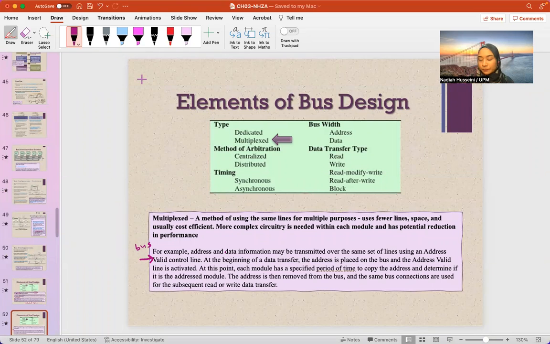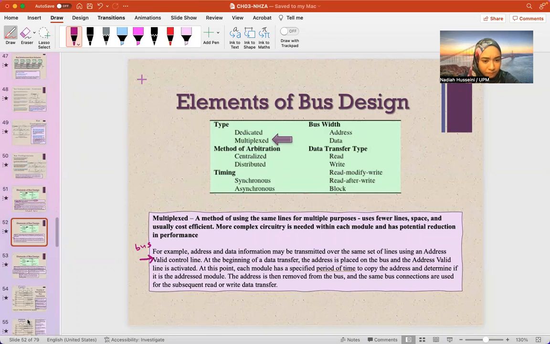So the bus has to handle multiple things according to time. I hope that makes sense. Is that okay with everyone? We'll see the timing in a bit after this, the timing synchronous and asynchronous. So hopefully that makes much more sense after that.